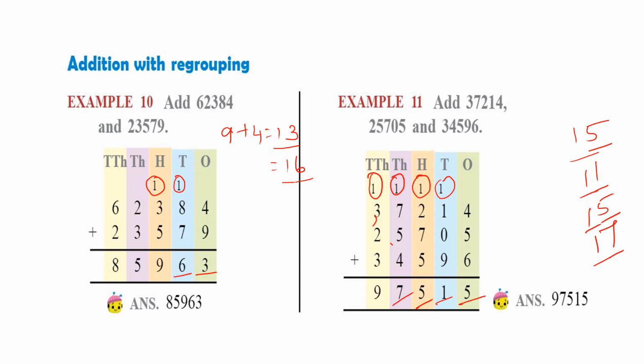Now add the numbers in 10,000s place. 3 plus 2 is 5. 5 plus 3 is 8. 8 plus 1 is 9. There is no carry over. So the answer is 97,515. Got it, children? How to add large numbers? Yes, with regrouping and without regrouping.